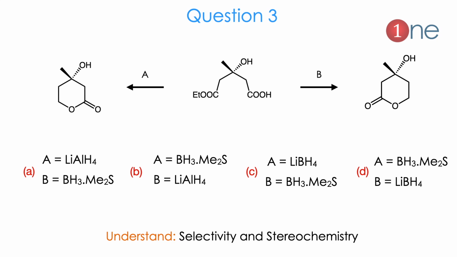Then the question number 3, where the starting material is a bicyclic one, the alcohol also there, A and B, the reagents are in the question. The question simply here is selectivity of the reagents. So which will only attack the COOH or which only will attack the COOEt, which is ester. So you have to know the selectivity and stereochemistry there. So here the 3 combinations: lithium aluminium hydride, borane and lithium borohydride. You have to know the selectivity among these reagents.